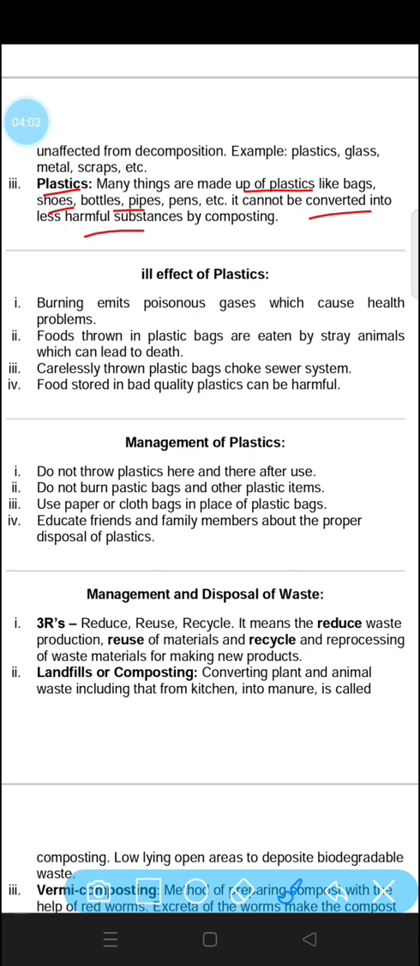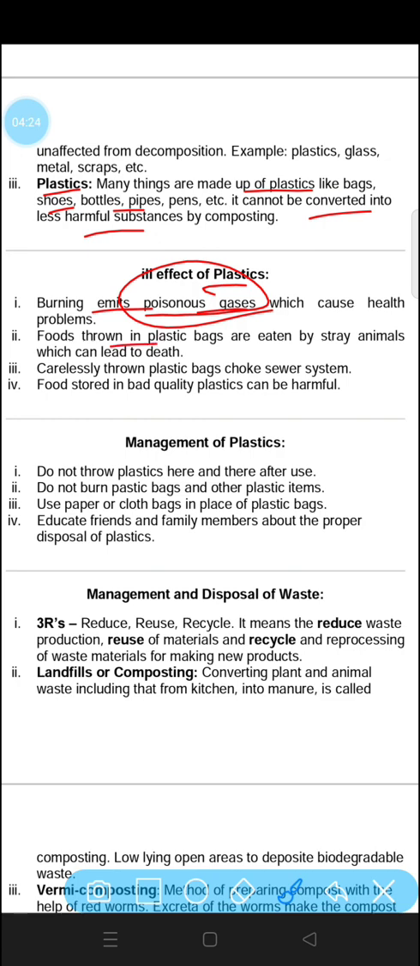Now the different effects of plastic. How plastic is harmful to us. Burning emits poisonous gases which causes health problems. If we will burn the plastic, it will just release some poisonous gases in our atmosphere, and these poisonous gases will affect our health. They will harm us.